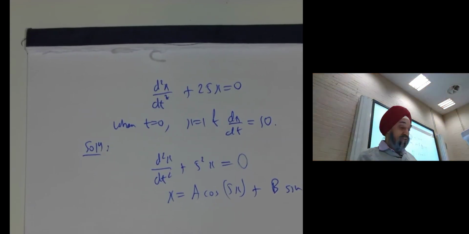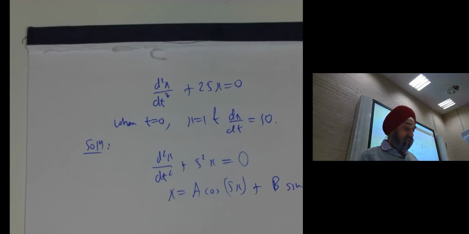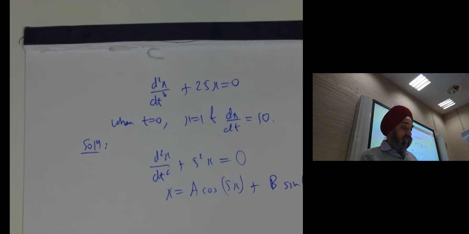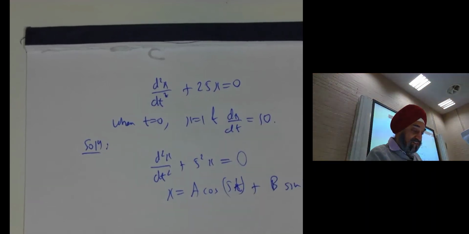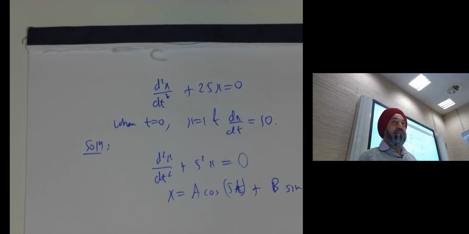It's just, like I say, in this case it is a real life problem, a vibrational problem. Of course, in this case it should be 5t. It's a useless solution to you because you don't know what A and B are. So how do we find A and B?